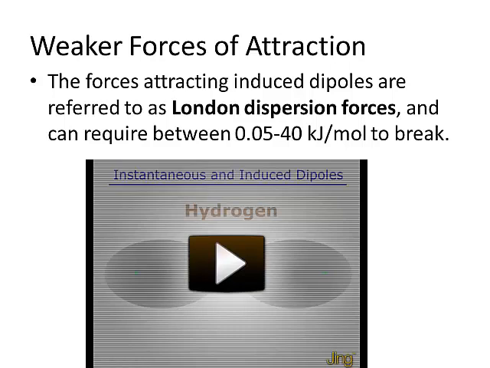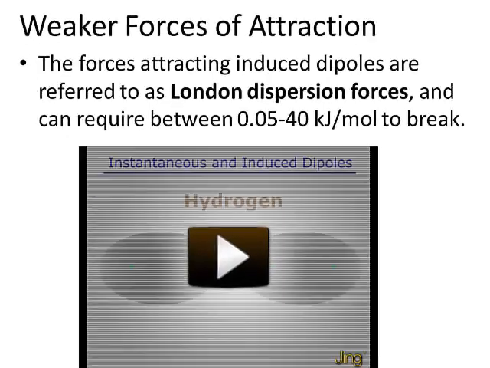We actually have a name for the forces attracting induced dipoles. They're called London dispersion forces, and they can require between 0.05 and 40 kilojoules per mole to break. So these can be some of the weakest. If you have a very large molecule or extremely large atom, then you might have a value that's closer to the 40. If you have a very small atom with a very small electron cloud, it can't deform as much, and so it's going to have a London dispersion force down around the lower end, 0.05 kilojoules per mole.